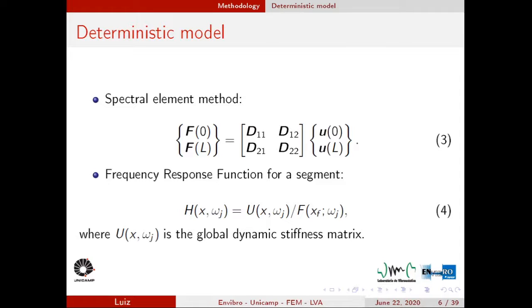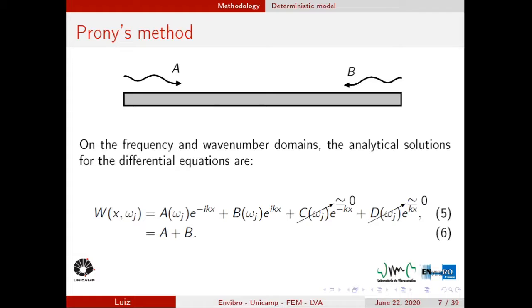In addition, with the analytical solution, we can obtain the spectral element method that relates force and displacement via the dynamic stiffness matrix on the frequency and wave number domains. With these relationships, we can obtain the FRF, the frequency response function, for a segment by using this matrix form. Then, for the Prony's method, we use the analytical solution, which is the sum of two imaginary exponentials if the wave is far from the ends of the structure.